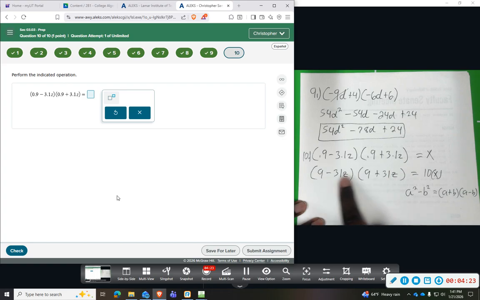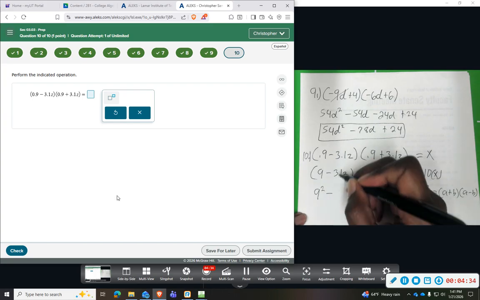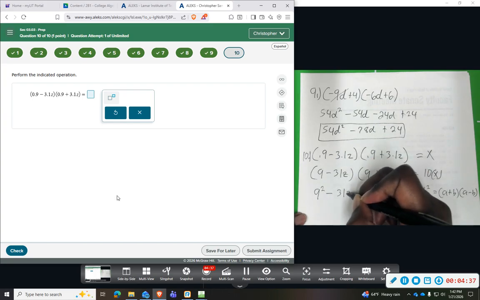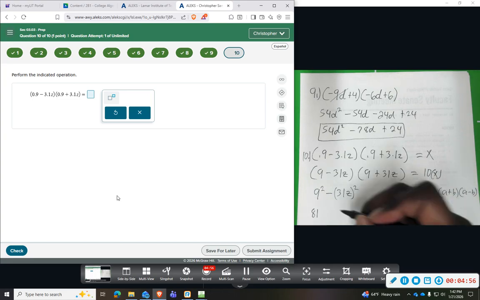So the overall answer that I get will just be the end result of squaring the first term and squaring the second term. So if I do 9 squared and then subtract 31z squared, this will give me my final answer. So 9 squared will give me 81. 31 squared, I will multiply that out. 1, 3, 3, 9. So we get 961. And the z also gets squared, so that's z squared.